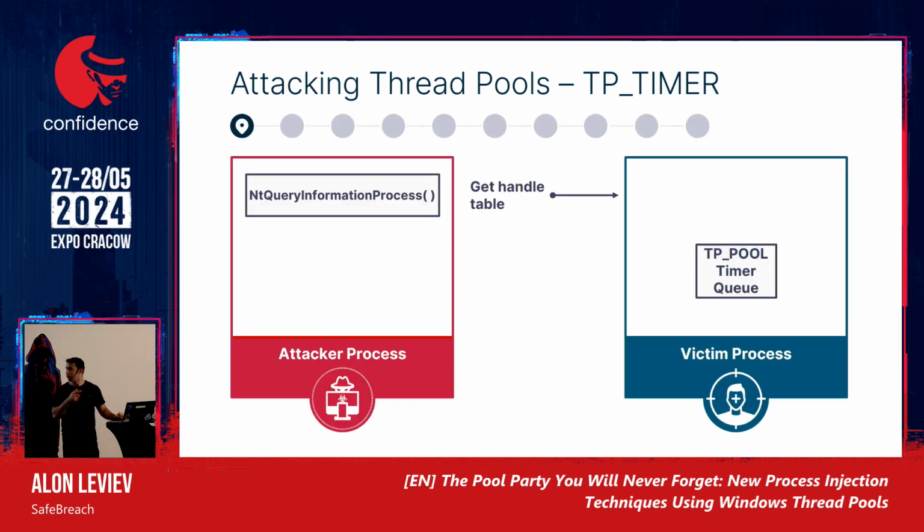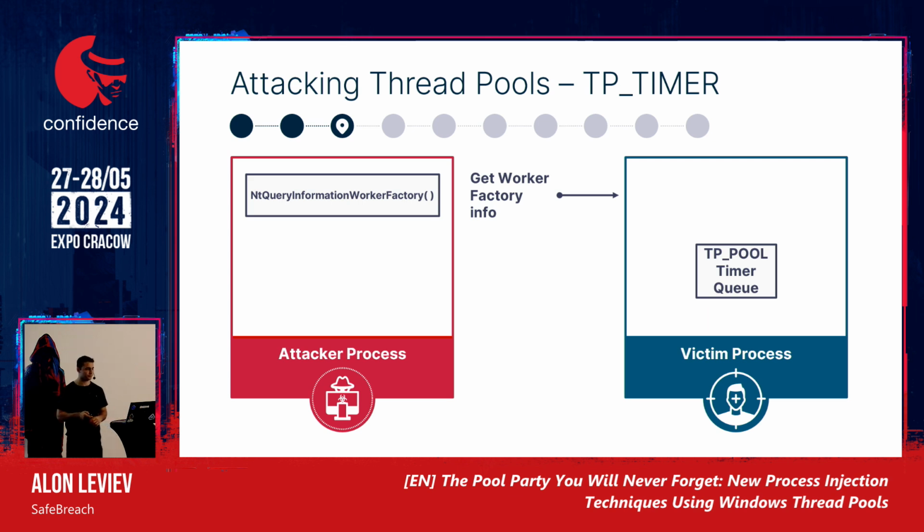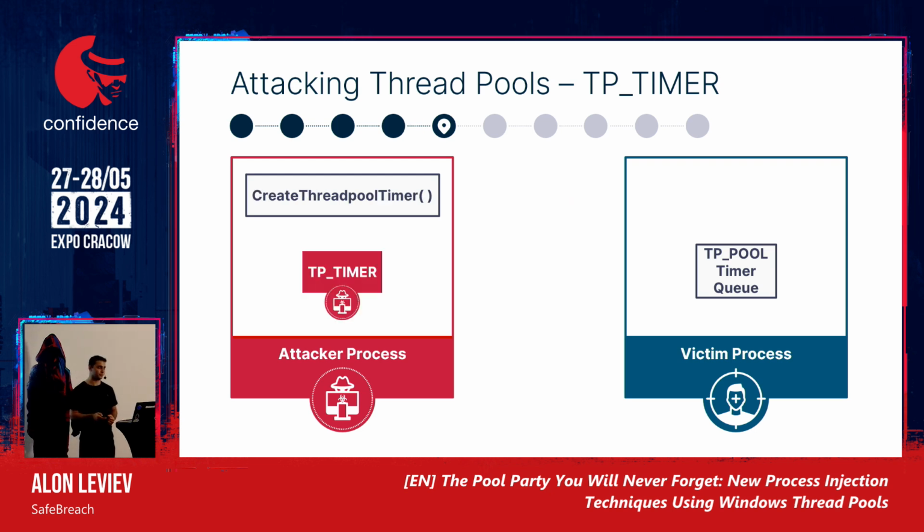We start off as usual by getting the handle table of the target process. We then proceed by duplicating the worker factory handle, and then we get basic information of the worker factory. Once we have this basic information, we can read the target thread pool structure from the target process to the current process, and we do it in order to obtain the timer queue, to know where exactly we need to insert our malicious work item.